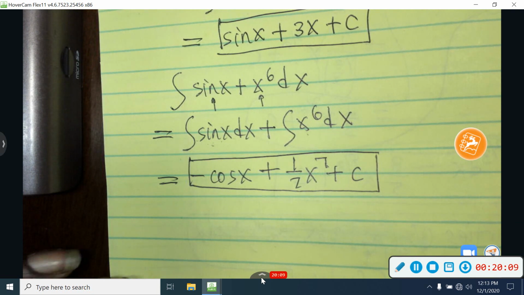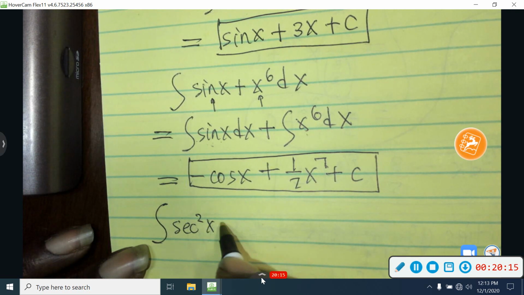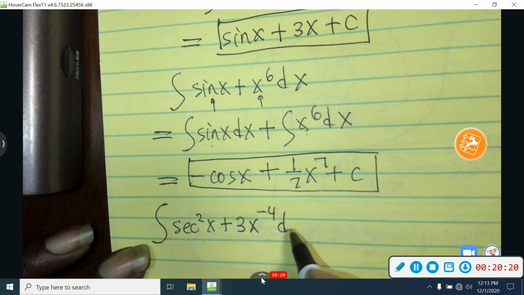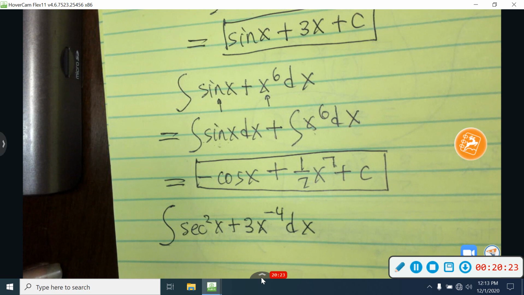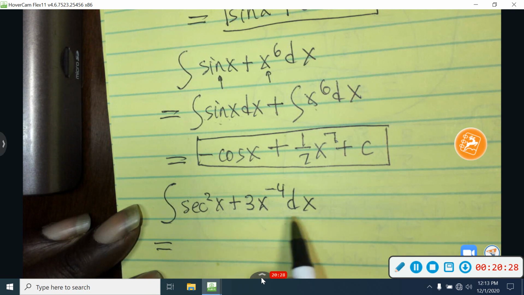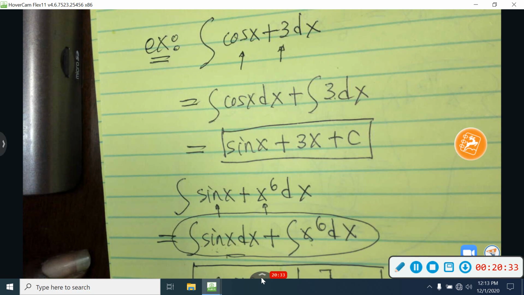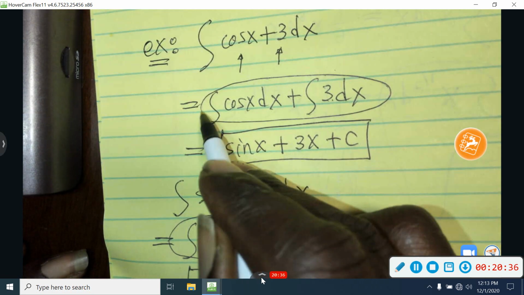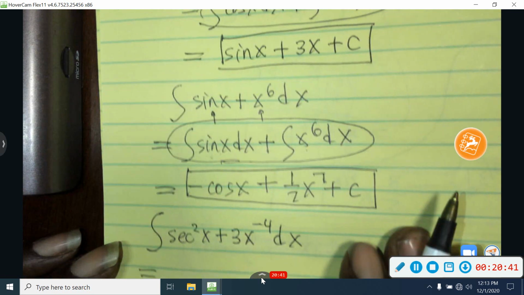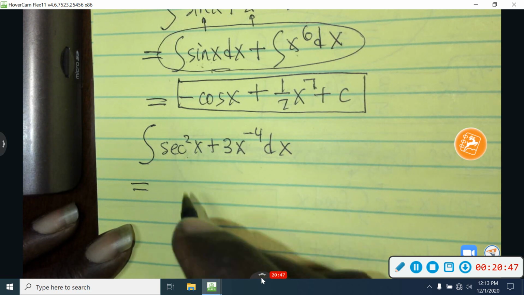Let's do another one. How about the indefinite integral of secant squared x plus 3x to the minus 4th? Well, again, the integral comes into each piece. Now, I'm not going to bring it into each piece like I did here, and also I did here. I'm just going to bring it in my head and do those integrals. So the integral comes here. What differentiates to be secant squared? Tangent x.